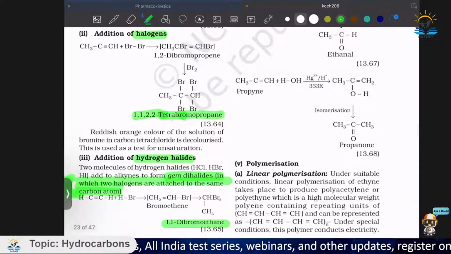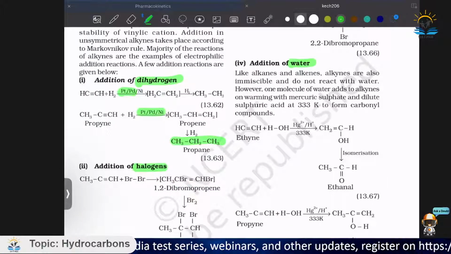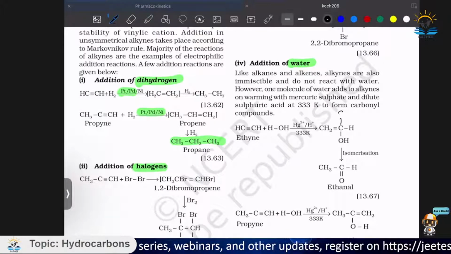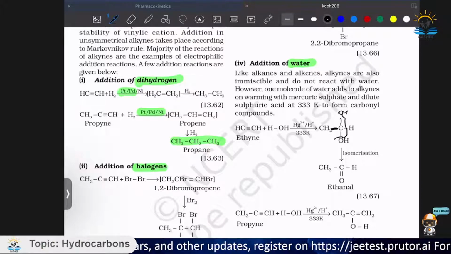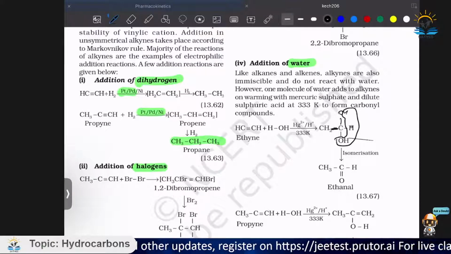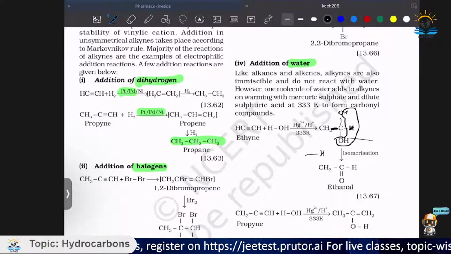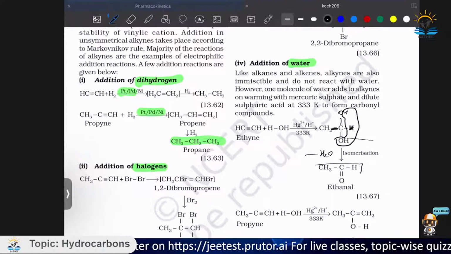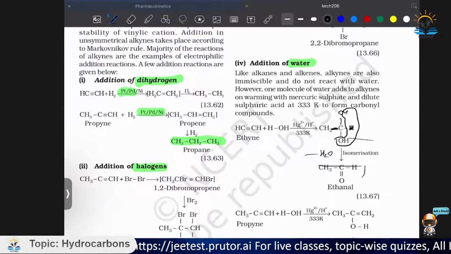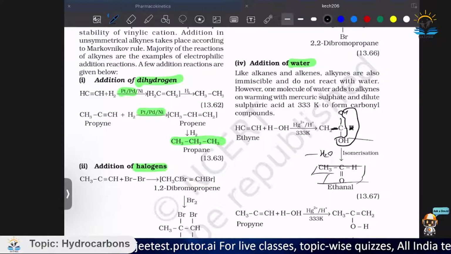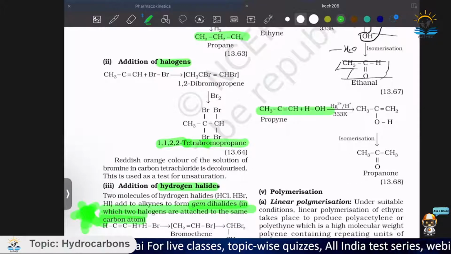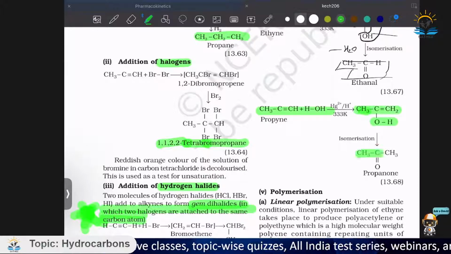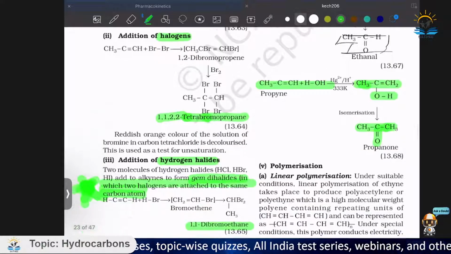Next, addition of water. You add OH once, you add OH twice. If you add OH again and create a single bond, the two OH groups are unstable, so a water molecule is eliminated, and you get the same thing. Then with propyne, you add OH, and again you get a ketone, or even an aldehyde you can get.